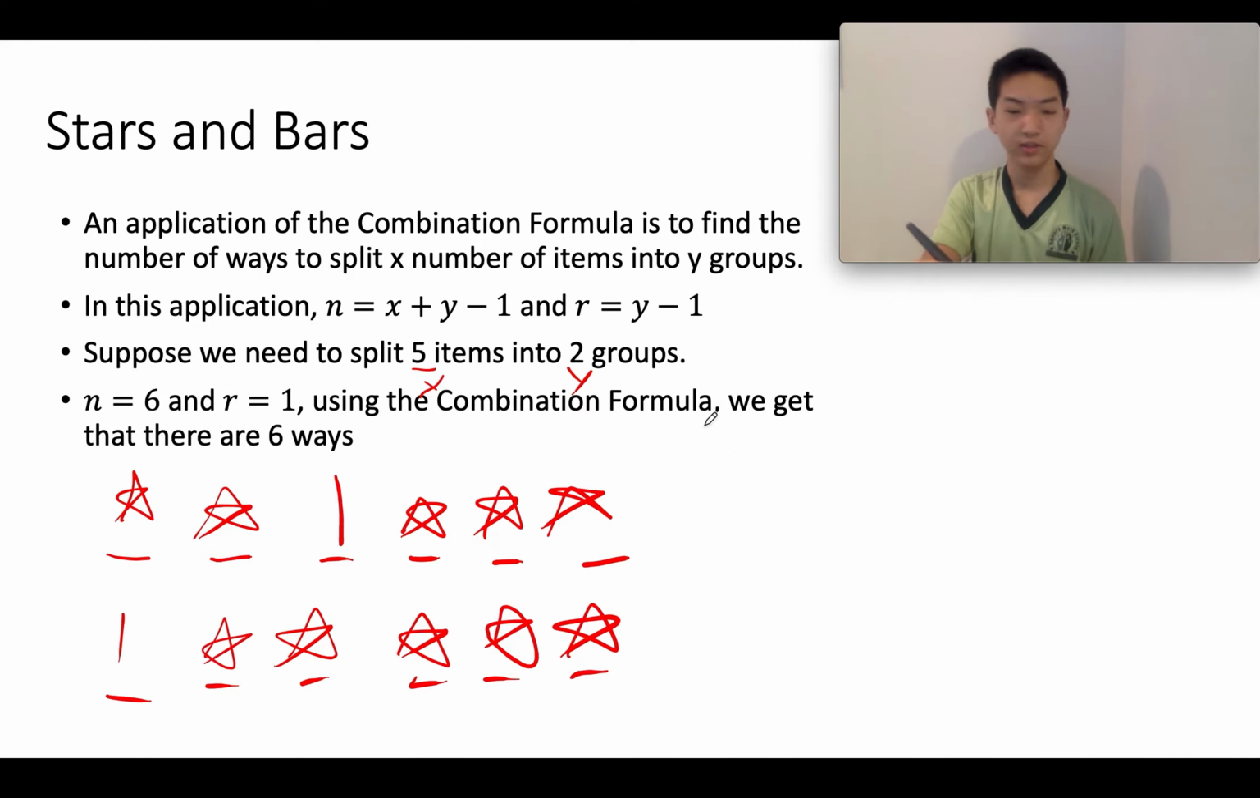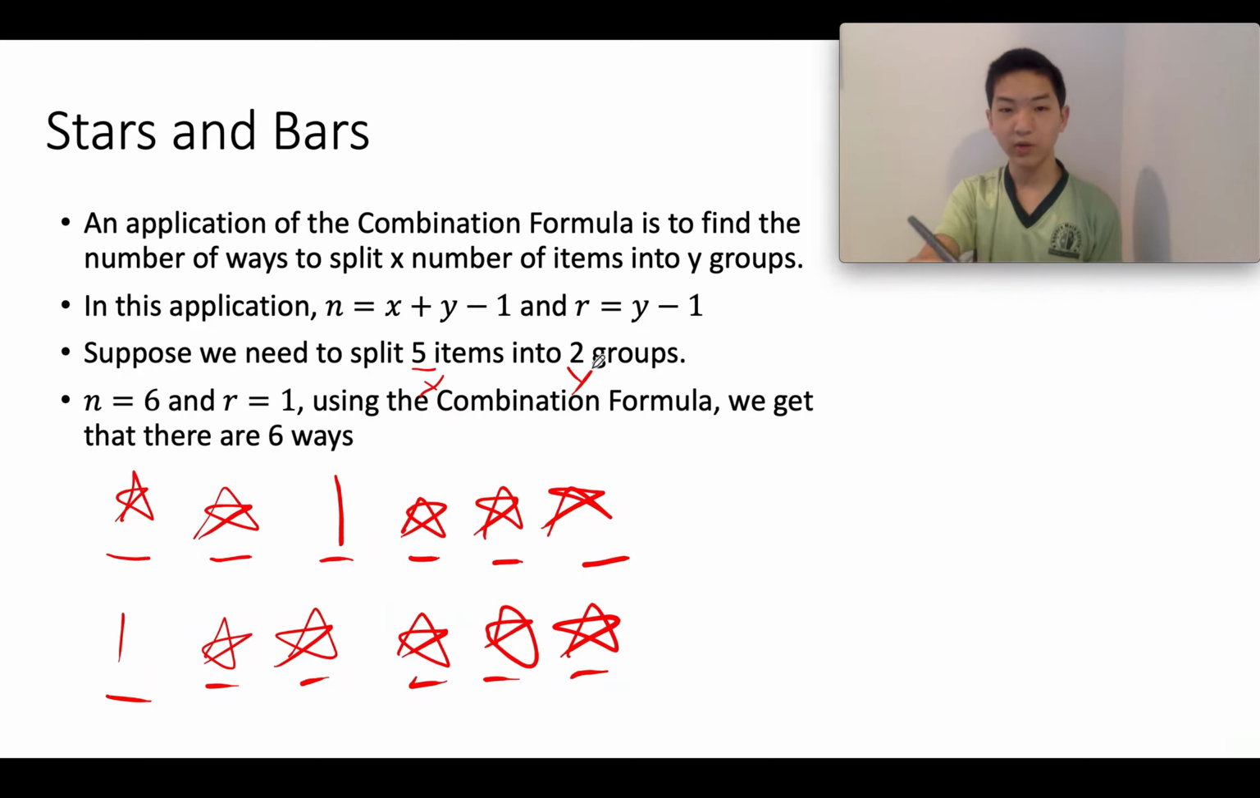Seeing this is a visual explanation of what's happening here. We're finding the number of ways we can place a bar into 6 slots. The reason why n is equal to 6 is because it's the number of items plus the bar that you put in between the items to split them. So that's the total number of slots you have to put some kind of item or bar into.